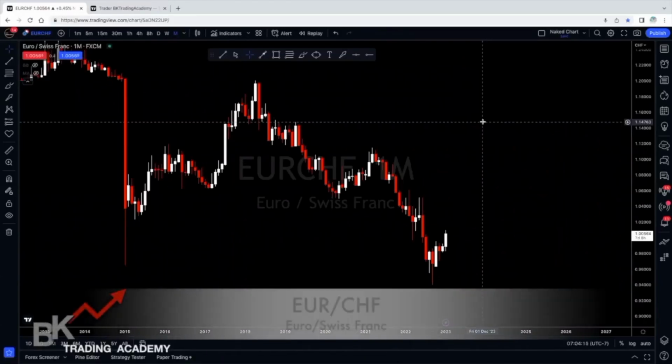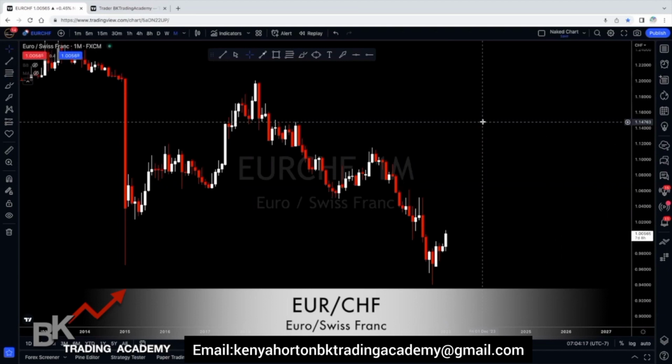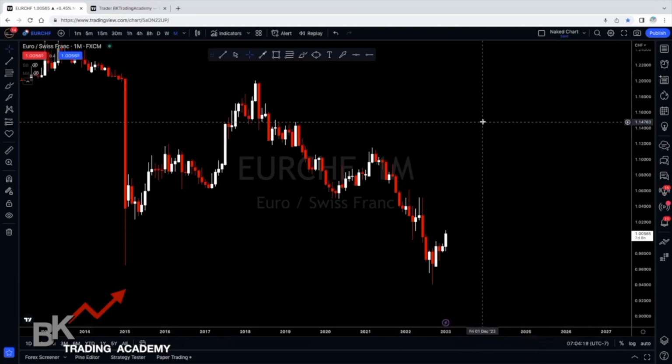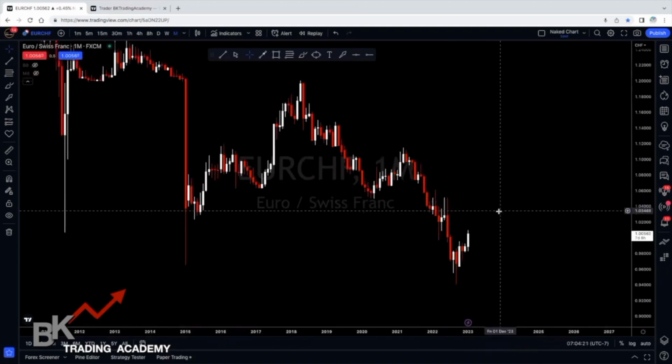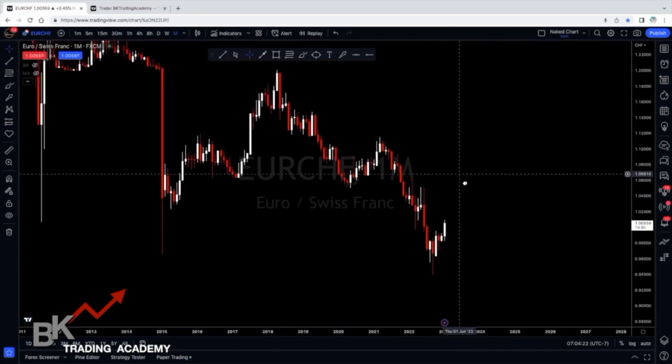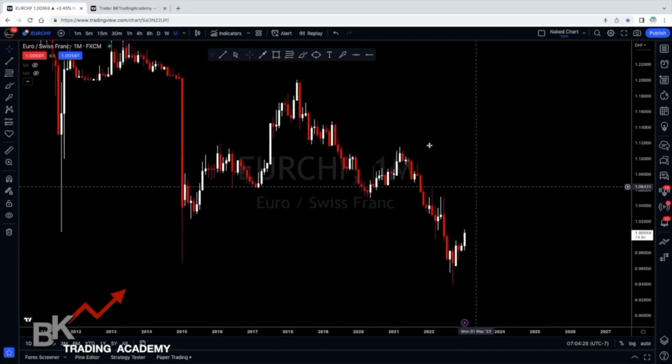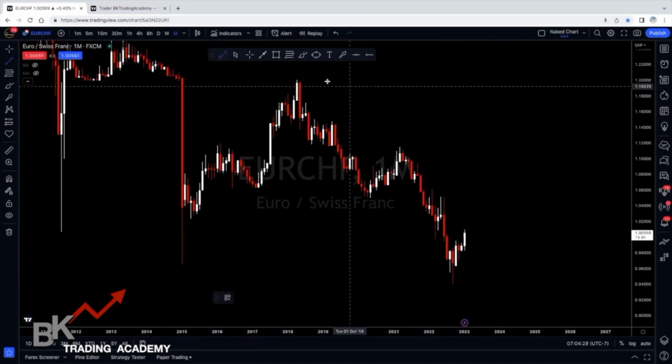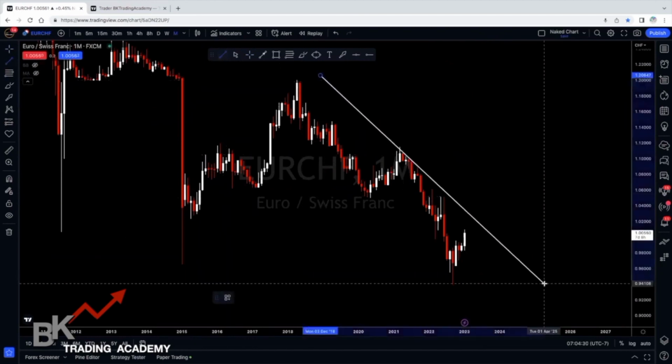Let's hop into Euro Chef. I have an awesome technical and fundamental analysis for you guys and want to show you how to approach this pair. So right now I'm on the monthly time frame. What you'll see here is that the price is in a downtrend. We can simply define that just with our naked eye and also with the trend line.